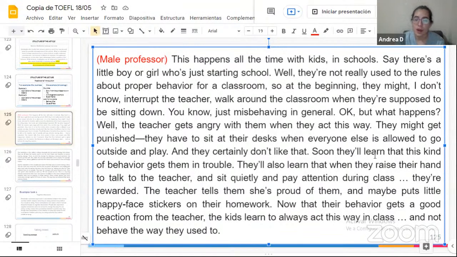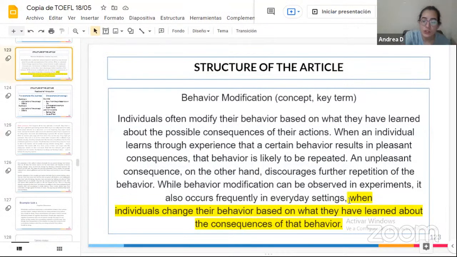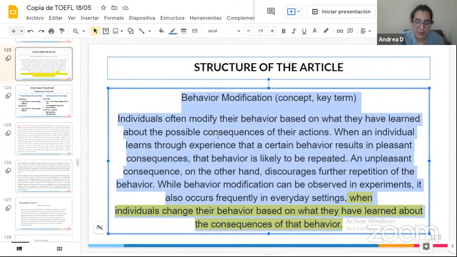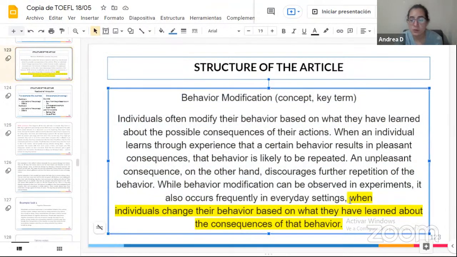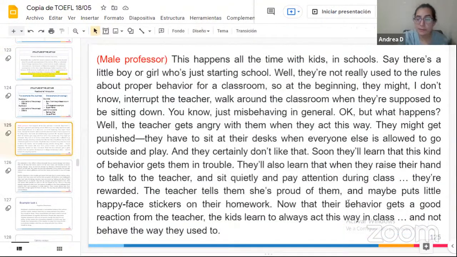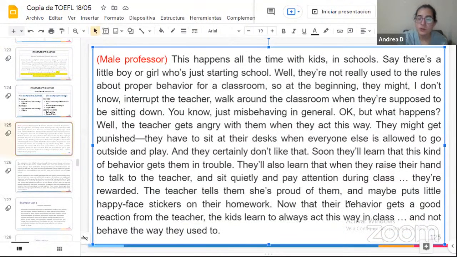Good. Okay, so this is obviously the example or the lecture corresponding to this text. So it has to do with behavior modification. It's about how kids modify their behavior based on what they learned about the consequences of that behavior. So it's basically just how this concept applies in kids. Okay, but let's get deeper into this. So were you guys able to find any cause-effect relationships in here?